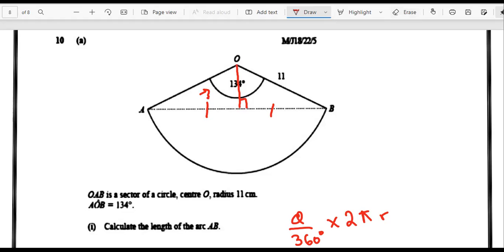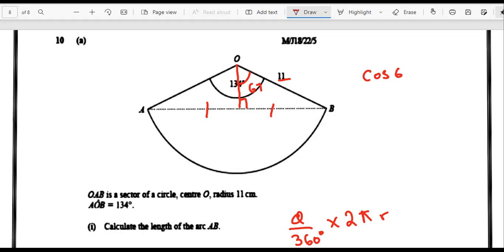Okay, so since that is a bisection that is dividing the length AB into two parts, it must divide the angle in two parts as well. So the angle would become 134 divided by 2, right? Whatever it is, it would be 67. So now we know that this angle is 67, this side is 11, and we need to find the red height. So can we use cos for this?